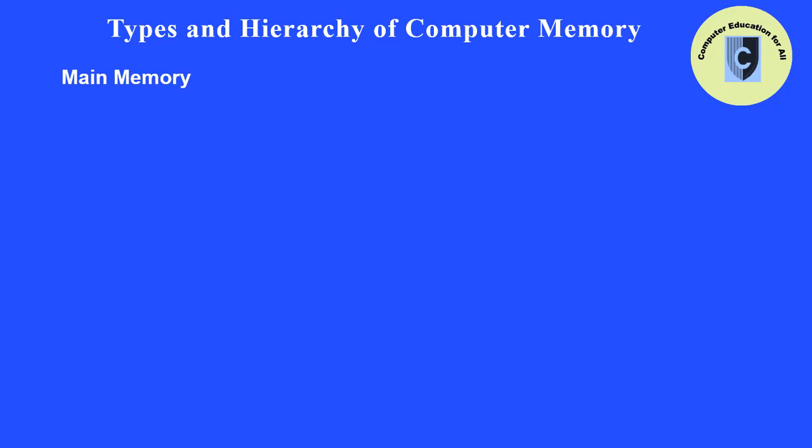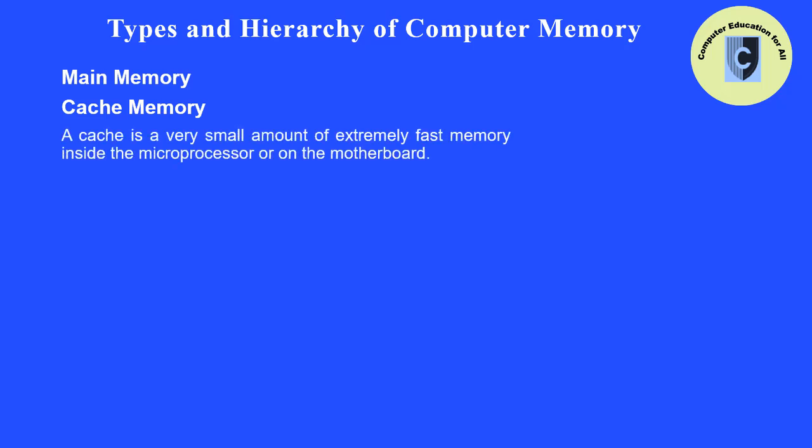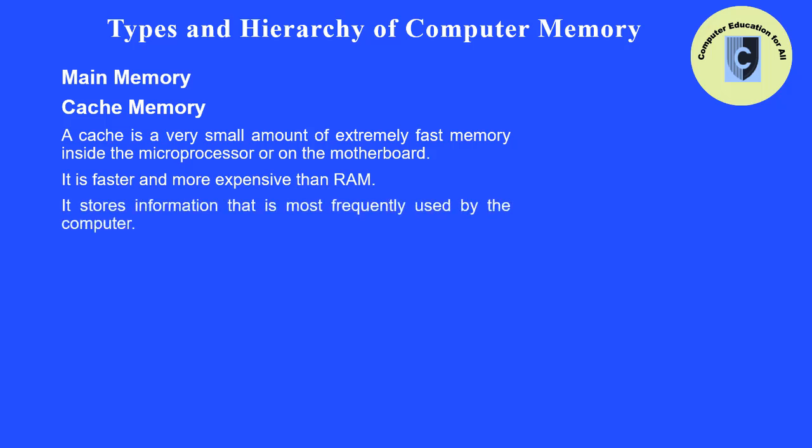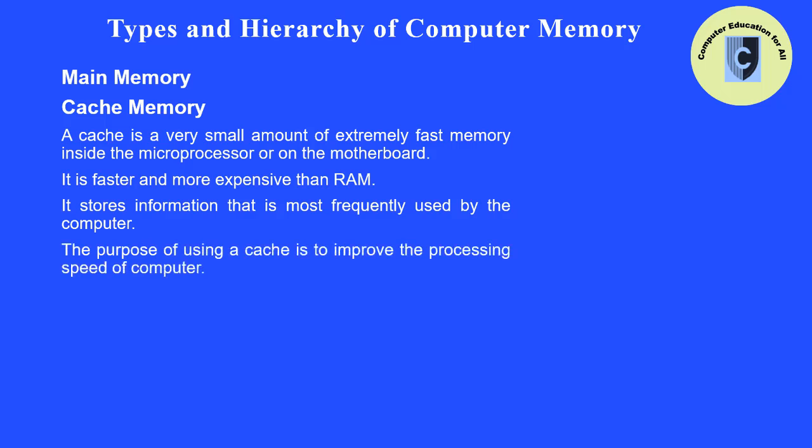Cache memory. Cache is a very small amount of extremely fast memory inside the microprocessor or on the motherboard. It is faster and more expensive than RAM. It stores information that is most frequently used by the computer. The purpose of using cache is to improve the processing speed of computer.